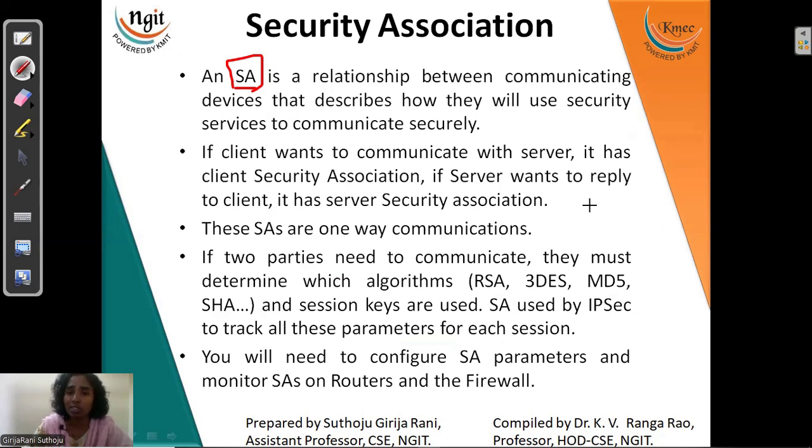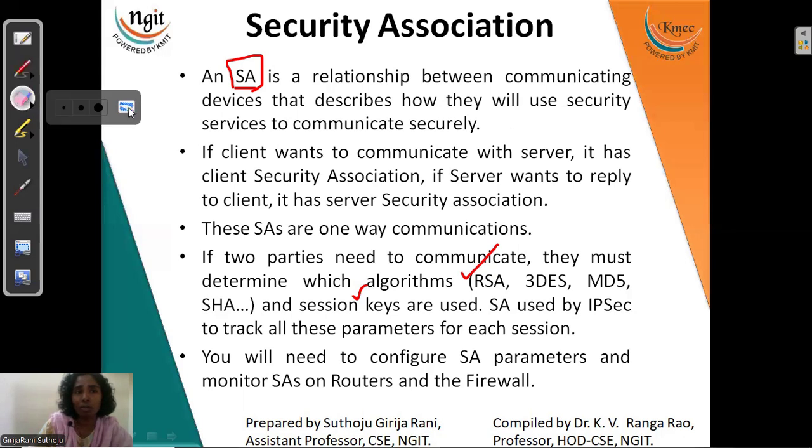And what are the things which we are going to include in SA? SA will say what algorithm you have to utilize, either RSA or DES or MD5. So all that information will be given by SA, first thing. Second, it is used to generate a session key every time. And SA is the main responsible thing in IP security where the communication is done in a secure way, right? So these are the things we should know about SA.